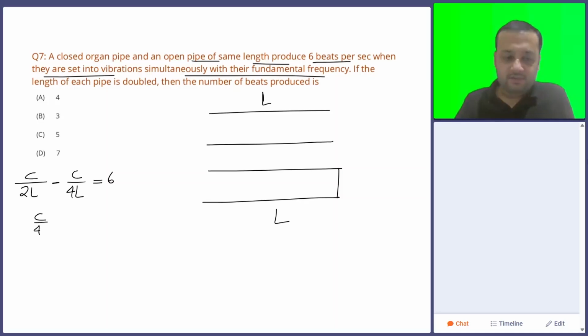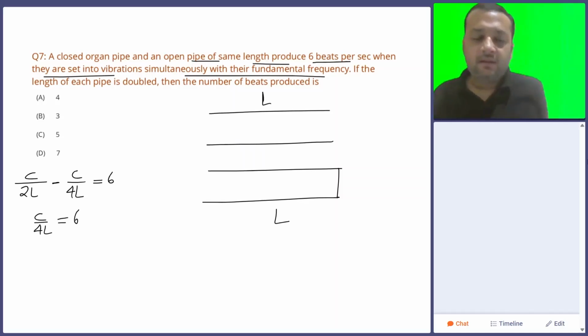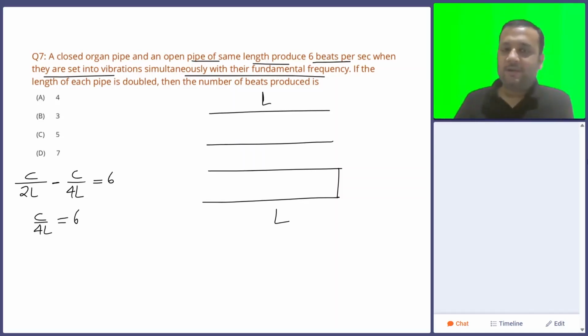So if you take the difference, C by 2L minus C by 4L, that will become C by 4L, which is 6. That means the beat frequency comes out to be C by 4L, where L is the length of the pipe, and its value was 6. Now you are doubling the length of both the pipes. That means this L will become 2L, and this L will also become 2L.